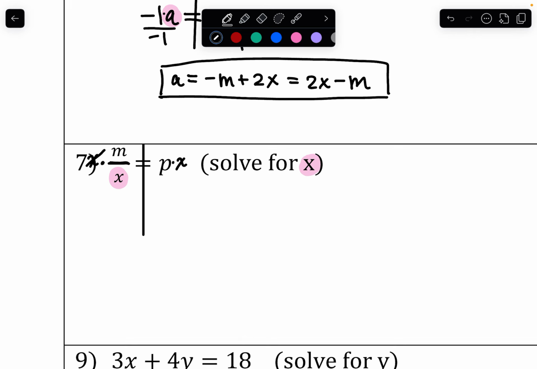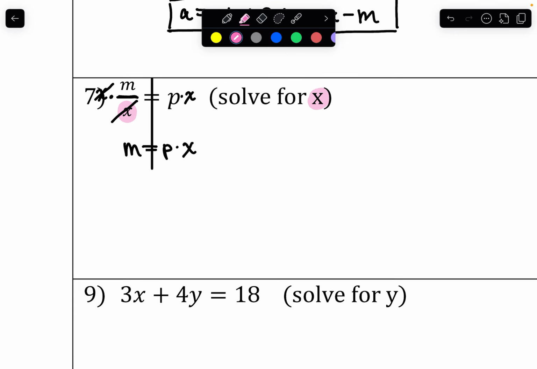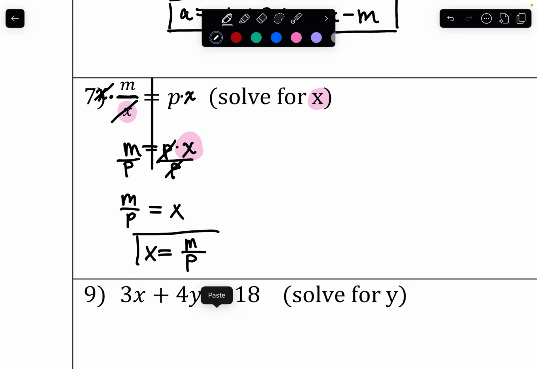And then the x's would cancel on the left, leaving me with just that m. And then on the right, I have the p times x. So we're still trying to isolate x, and our first step is to get him out of the denominator. Now that he's out of the denominator, we just need to divide both sides by p, and we will have isolated x. And so x equals m divided by p would be our final answer.